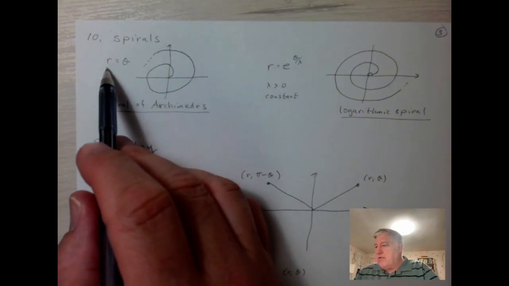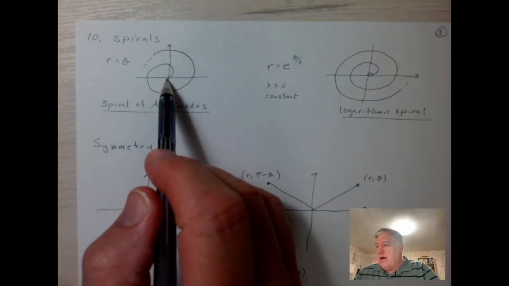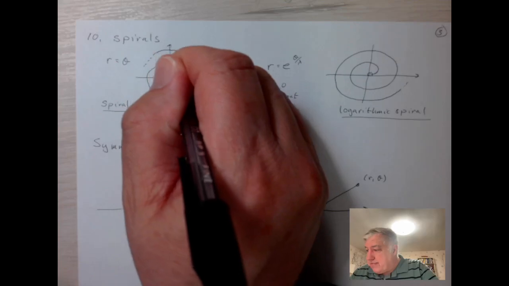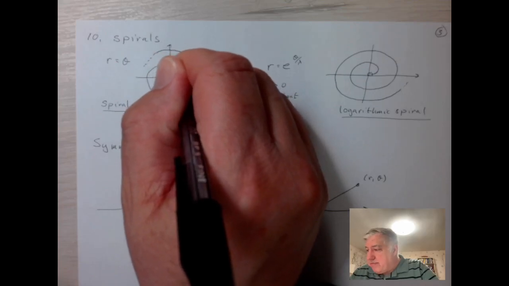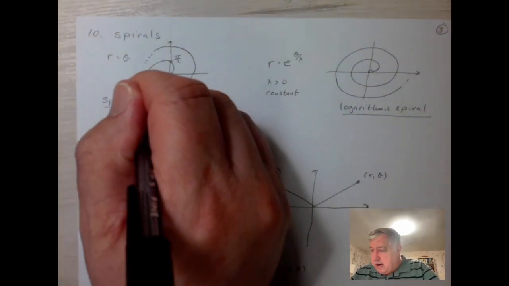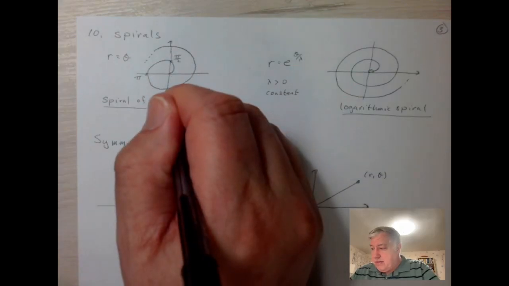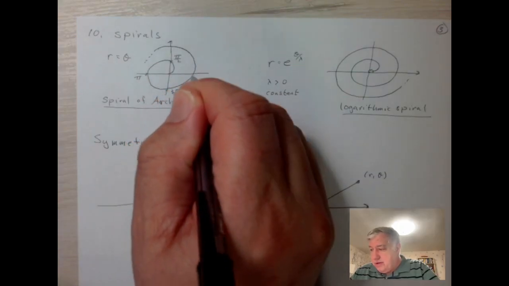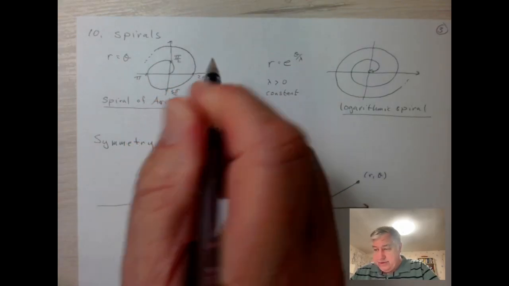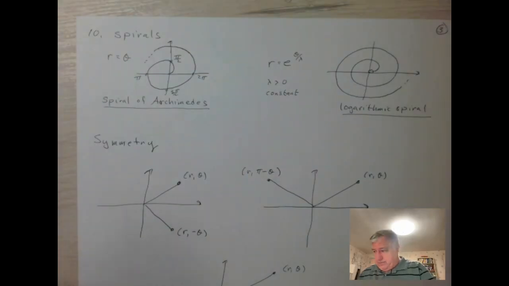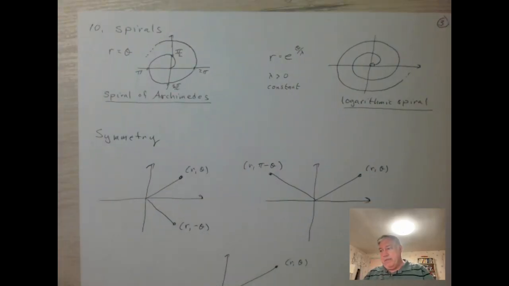It starts, obviously, when theta is 0, r is 0, and then this point would have to be pi over 2, and this would be pi, and this would be 3 pi over 2, and this would be 2 pi, and so on. That's what we call the spiral of Archimedes, one of the famous Greek mathematicians.